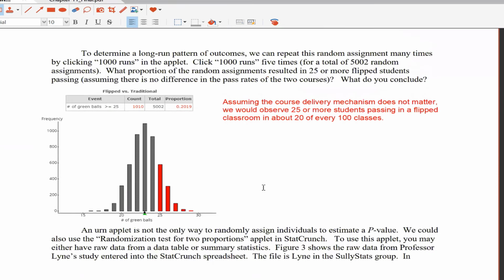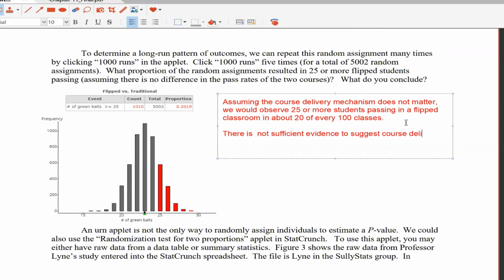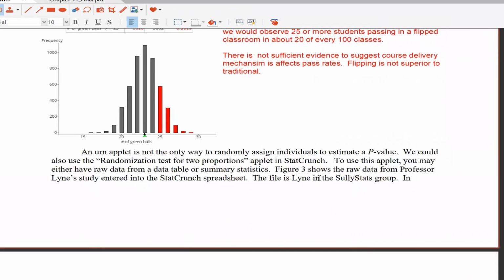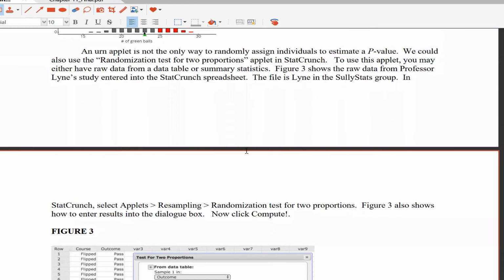And so you would conclude from this, there is not sufficient evidence to suggest course delivery mechanism or means or whatever affects pass rates. Flipping is not superior to traditional, according to our data.